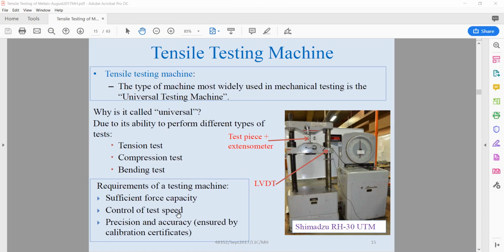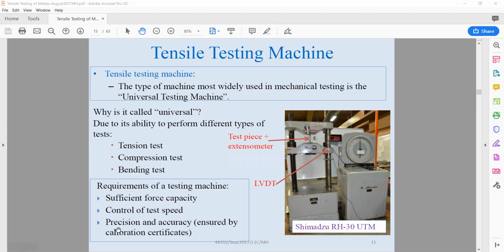The other requirement is control of test speed. The test machine should be able to control the test speed, because when we apply load or force on the sample, when we pull the sample, we have to pull at a certain rate. Are we applying kilonewton per second, which is load rate, or millimeter per second, which is displacement rate, or are we applying strain rate? So there are three different types of loading systems that we use.